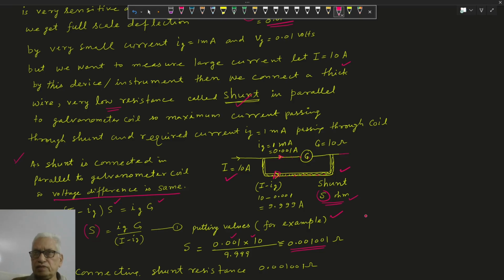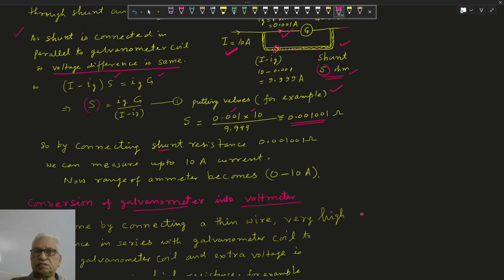The same galvanometer, now it can measure up to 10 ampere. Here, the full scale deflection, full scale deflection 10 की वजह से नहीं आ रहा, वो तो Ig की वजह से आ रहा. So this way, if we connect the shunt resistance of this value, the galvanometer converts into an ammeter and measures up to 10 ampere current. So the range will be 0 to 10 ampere of this ammeter. Shunted galvanometer is called ammeter. Now it can measure up to 10 ampere.